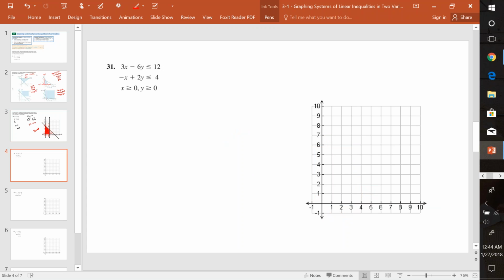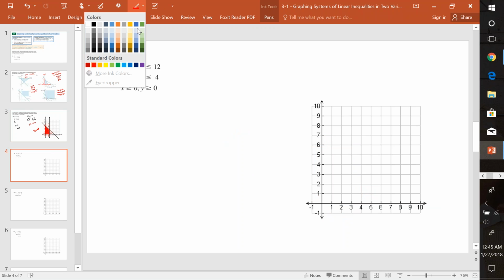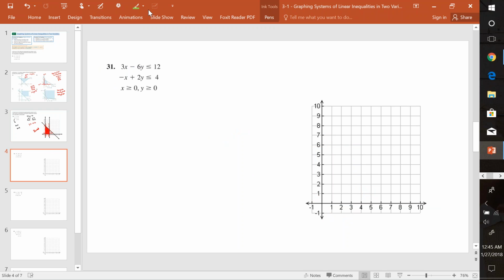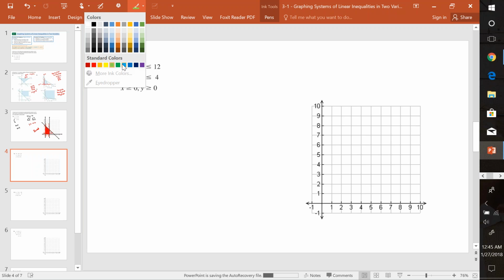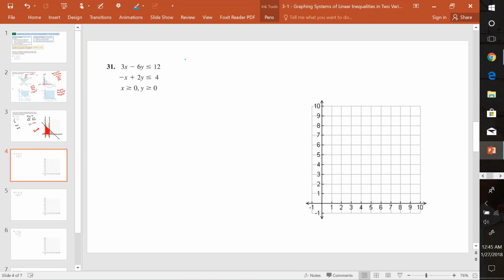Okay, let's look at another one. So this is 3x minus 6y is less than or equal to 12. Let's do all three of these in different colors. So let's do that one in blue. We're going to work the whole thing out. So this is 3x minus 6y is less than or equal to 12.